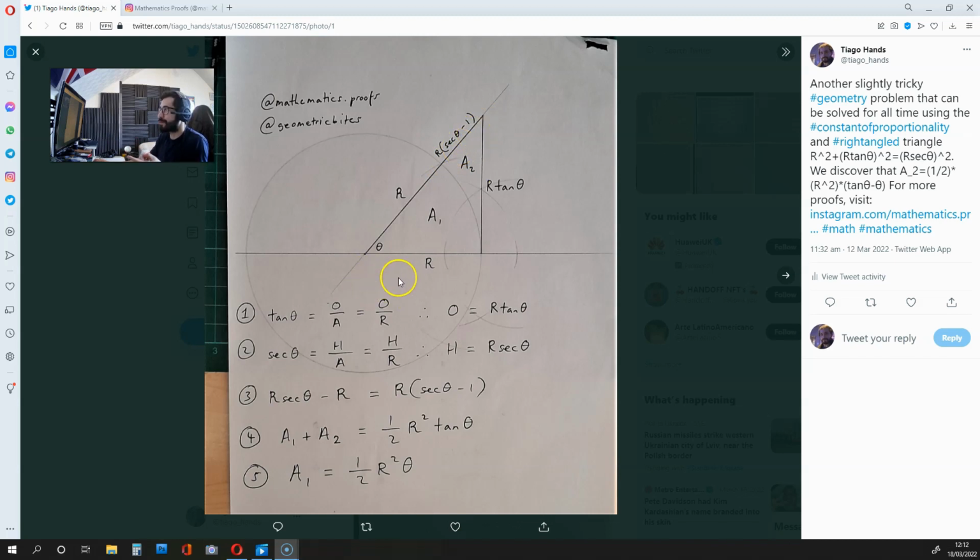Now the area of this right angle triangle is A1 plus A2. And this is going to be r times r tan theta divided by 2. So the area is half r squared times tan theta. With all these important details, 1 to 4, it's going to be very easy to find the area A2. Our next step is to derive the area of the sector A1, and once we have that, we can remove it from the area of the right angle triangle to get the result A2.